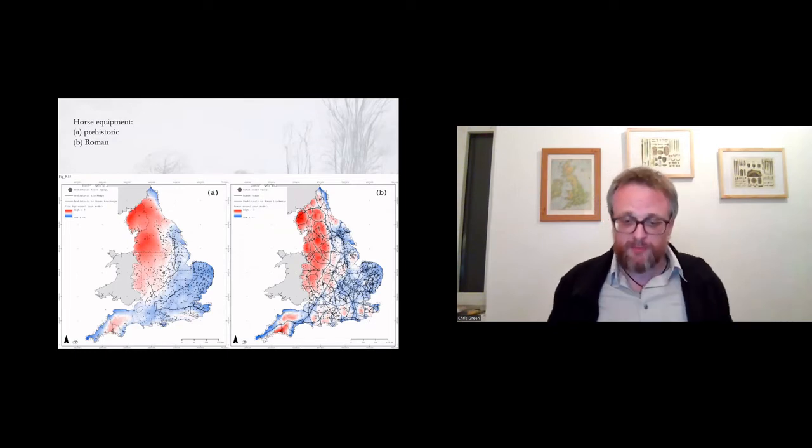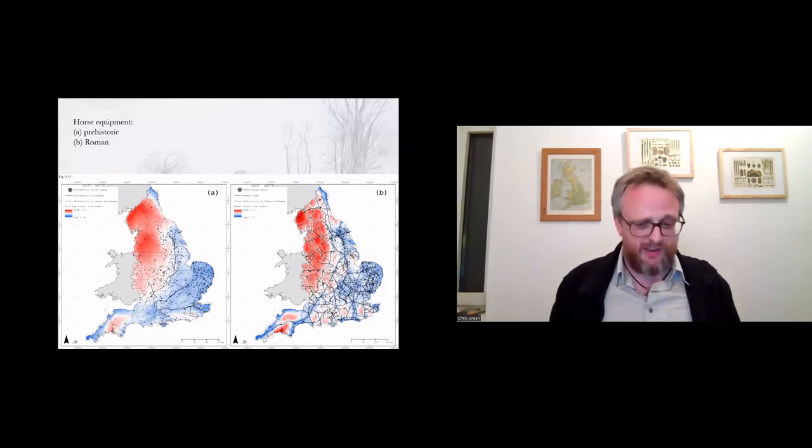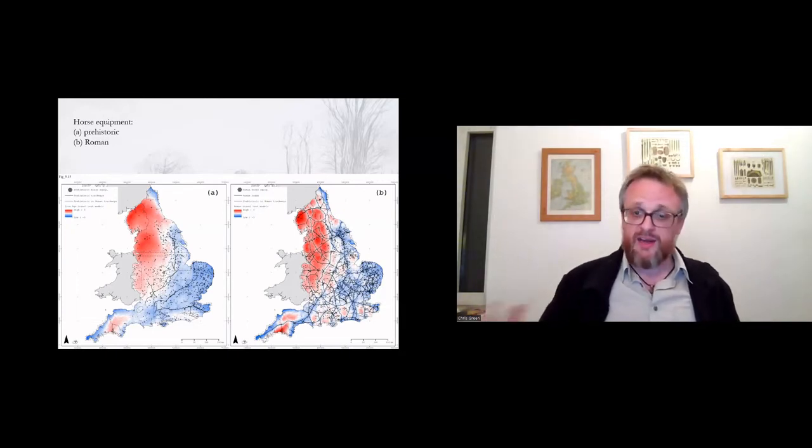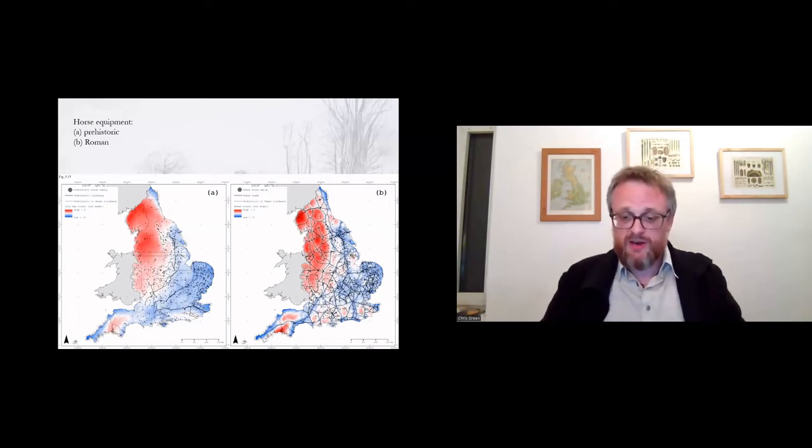Another way in which we examine movement in the past was through horse equipment recorded by the PAS, the Portable Antiquities Scheme. Prehistoric horse equipment is plotted on the left-hand map against the three major ridgeway networks of prehistoric England. Clearly, there's no strong correlation between the two, but horse equipment does appear to be mostly located in areas calculated as being of higher connectivity in our Iron Age model, which is plotted in the background. For the Roman period on the right, there's a stronger correlation between horse equipment and the contemporary road network. And again, the horse equipment is mostly confined to areas of higher connectivity in the model.